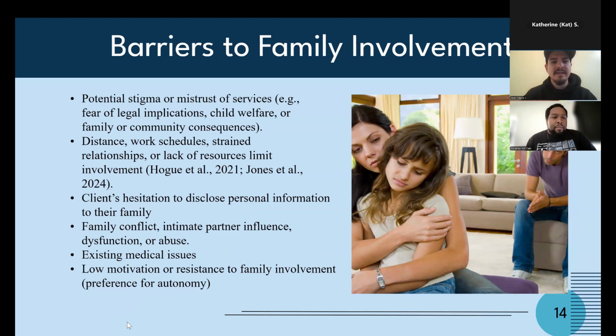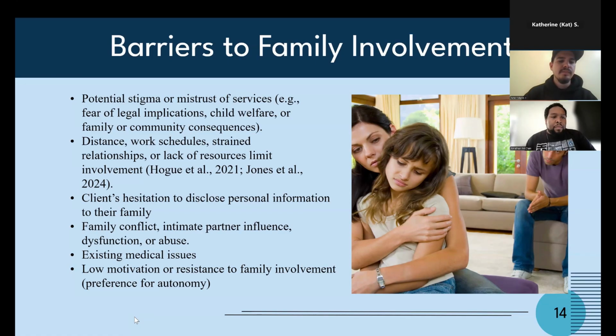Going on to the next slide, the barriers to family involvement: potential for stigma or mistrust of services. For example, the fear of legal implications, the child welfare or family or community consequences. So we're dealing with abuse and things like that. Distance, work schedules, the strained relationships often involved, or lack of resources with limited involvement.